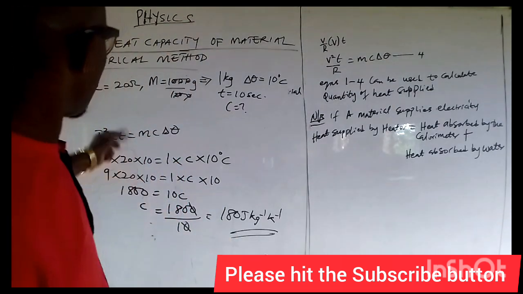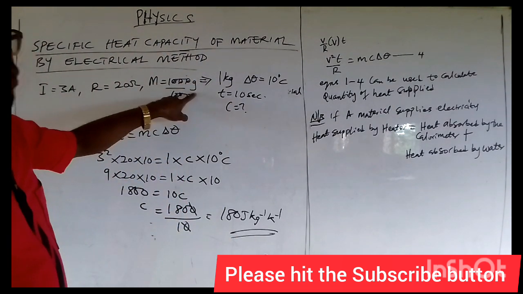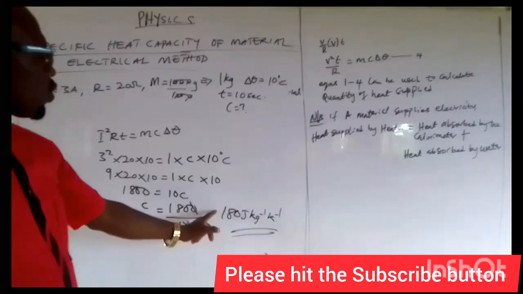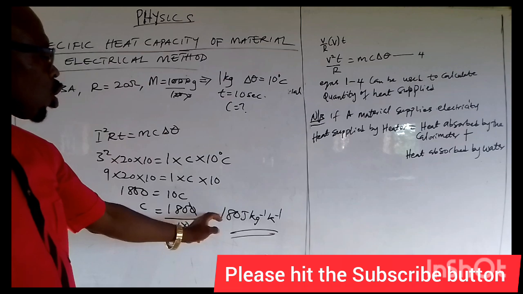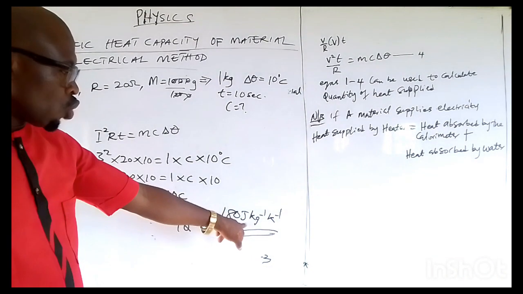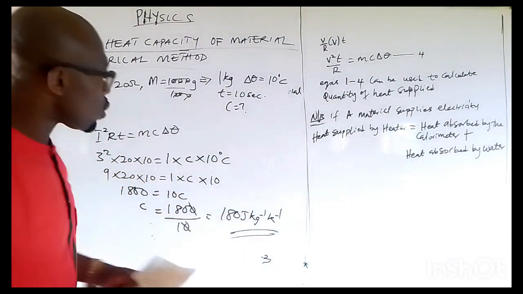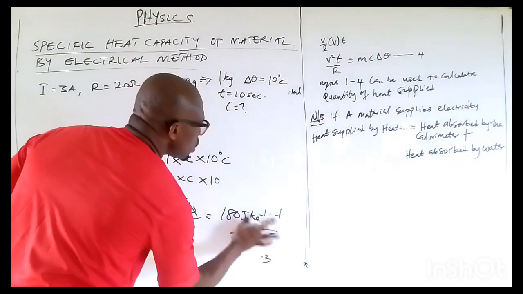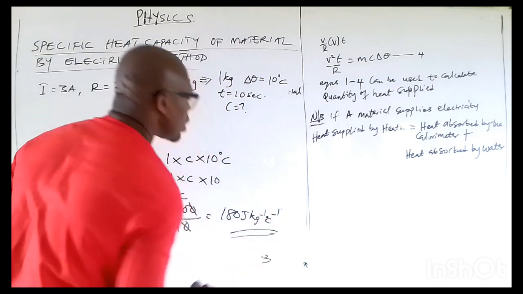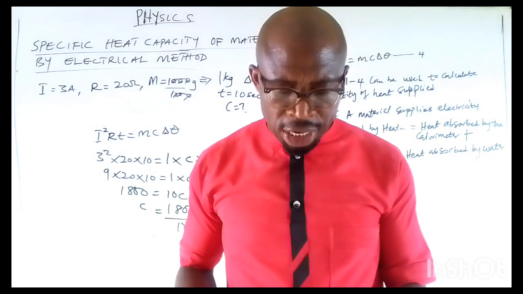Now remember, you can still choose to leave your mass in grams. If you leave your mass in grams, that means if you divide this by 1,000, it will be 0.180 joule per gram per Kelvin. Say this one is in degrees Celsius, it will now be per degrees Celsius. Okay, now let us take the second question.